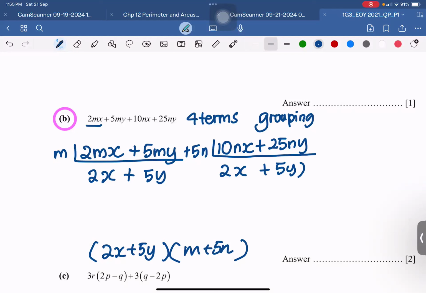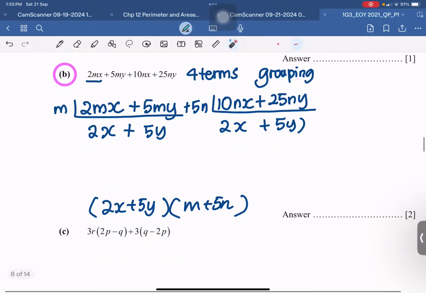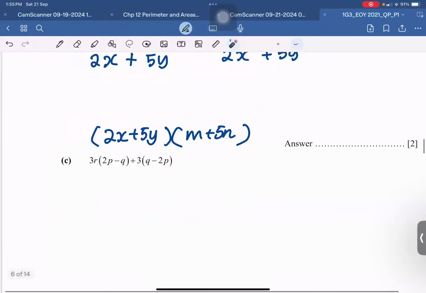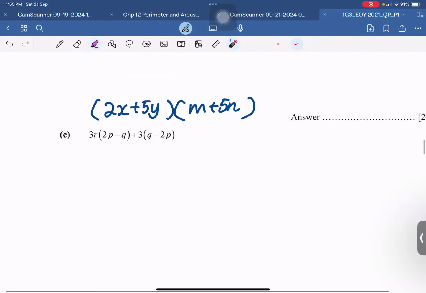I know why you have no problem with this already, because it's all positive signs. Okay, if it's a negative sign, you must remember to make the signs the same. If the sign is not the same, you can change the sign by multiplying by negative. Okay, then this question, do you all know how to do C?